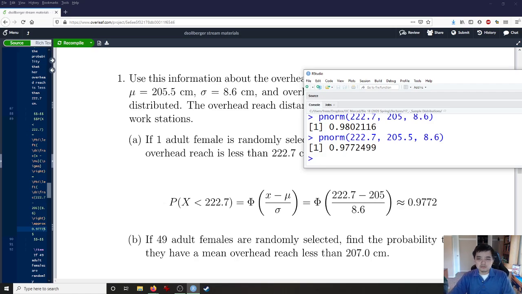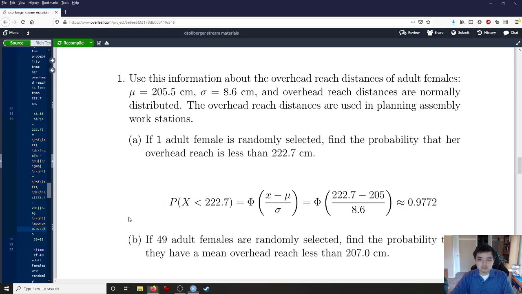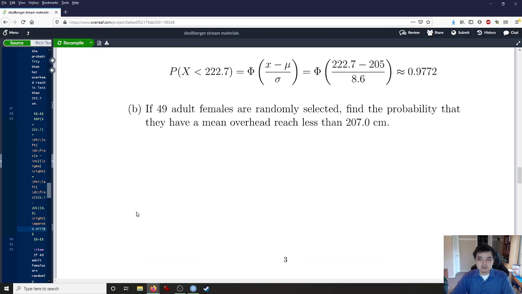Alright, so now we'll move down to part B, where I have a phrasing that's slightly more complicated. If 49 adult females are randomly selected, what is the probability that they have a mean overhead reach that's less than 207 centimeters. So we're going to have 49 women and ask for their average overhead reach distance. How are they as a collective?